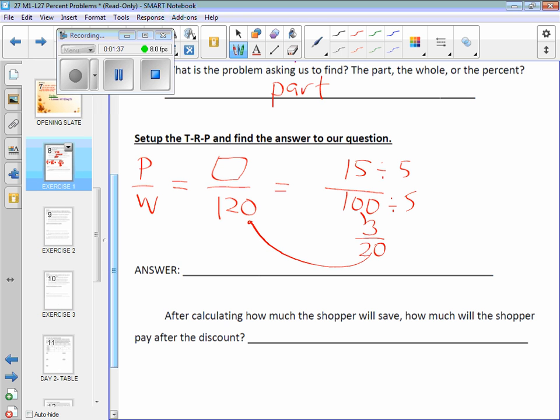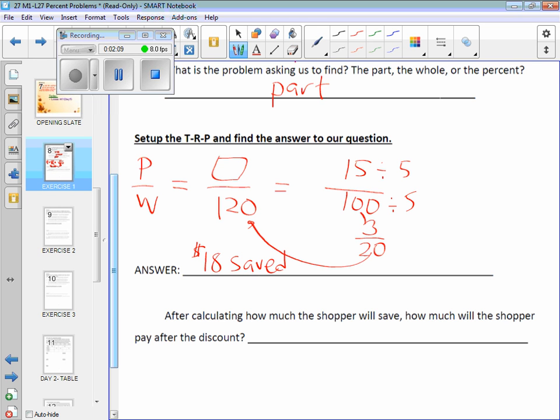And now you can connect your 20 times what makes 120? 6. And 3 times 6 is? I lost you there. 3 times 6. All right. Well, tell us now. 3 times 6 is 18. $18 is what's saved. Okay? I just put 6 in the same. $18 is what's saved. Okay?